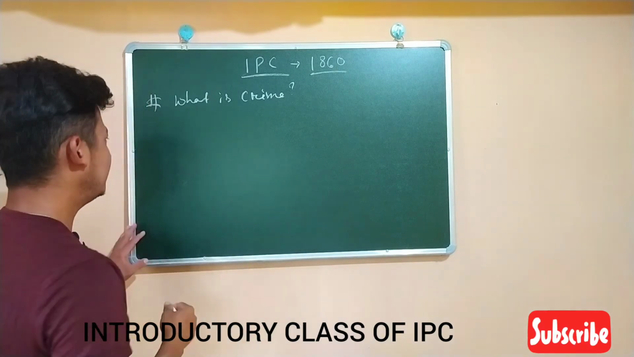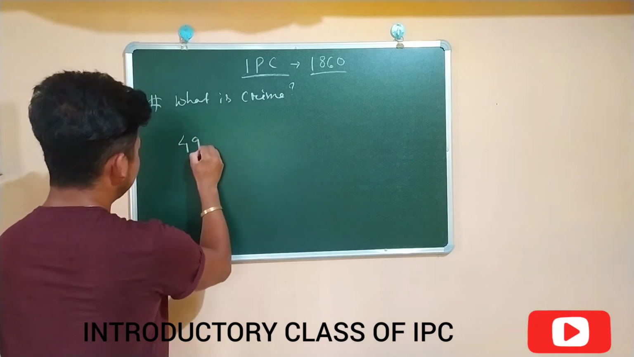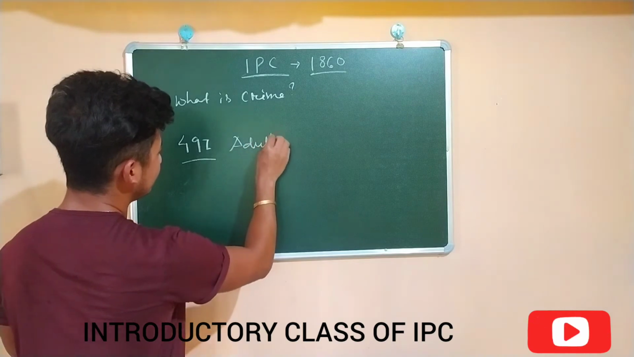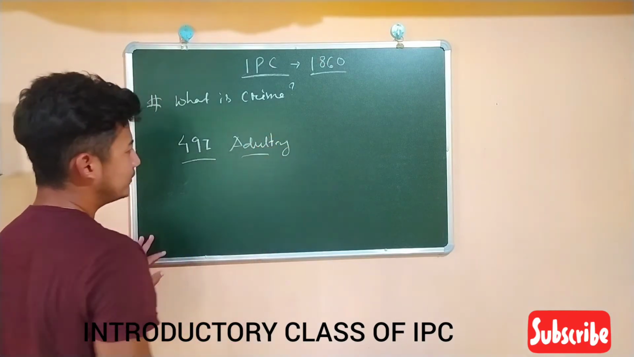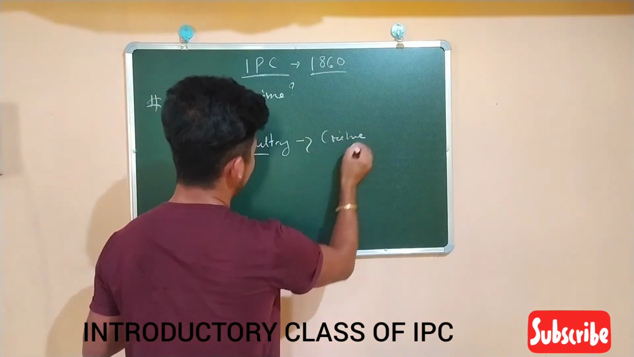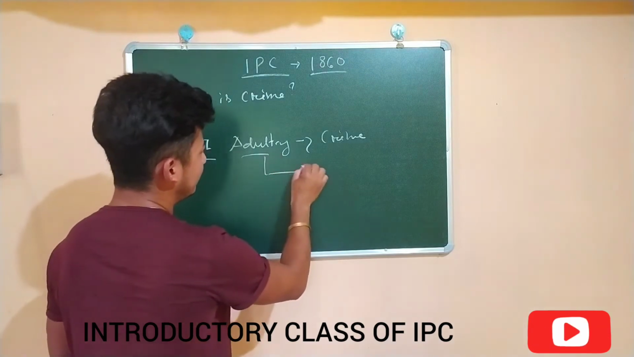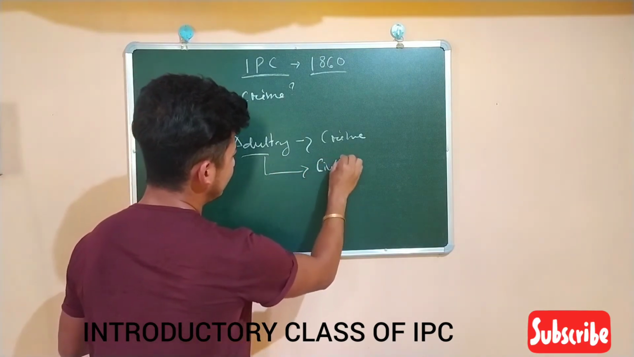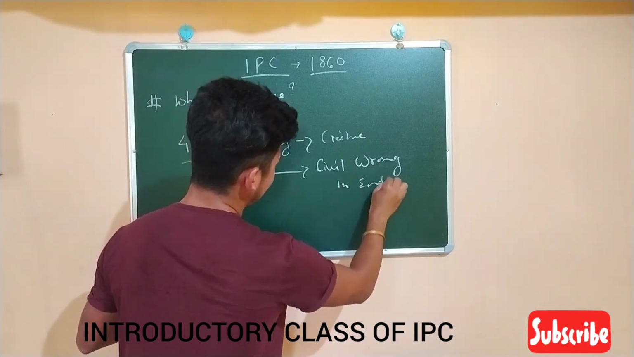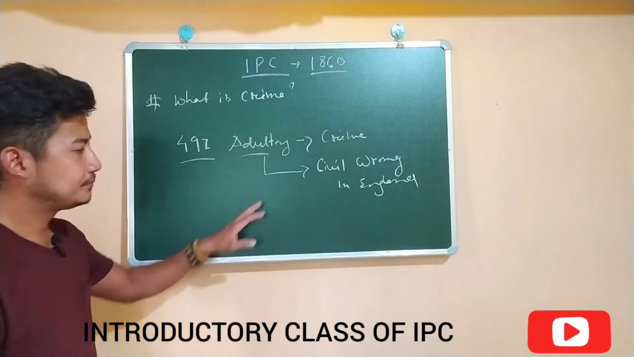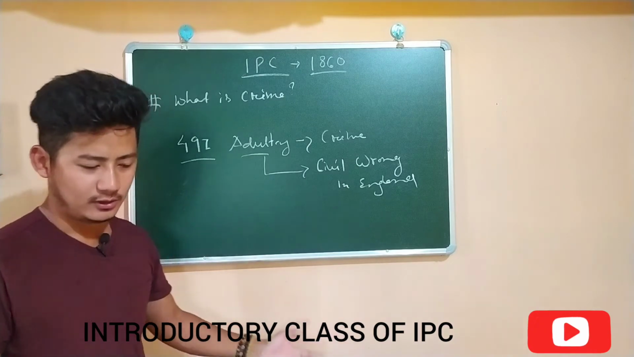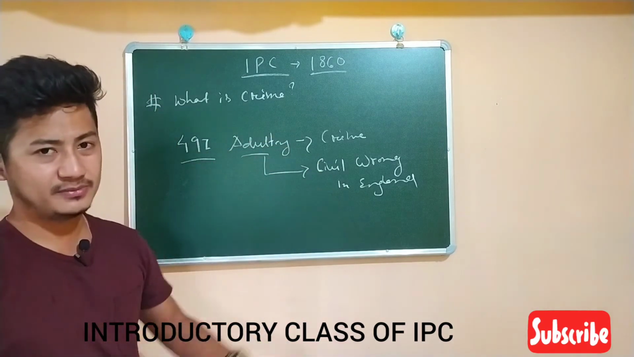For example, 497 of IPC defines adultery, and adultery is a crime in India, but adultery is a civil wrong in England. So this is the difference. What may be a crime here may not be a crime in another country. So the definition of crime varies from place to place.